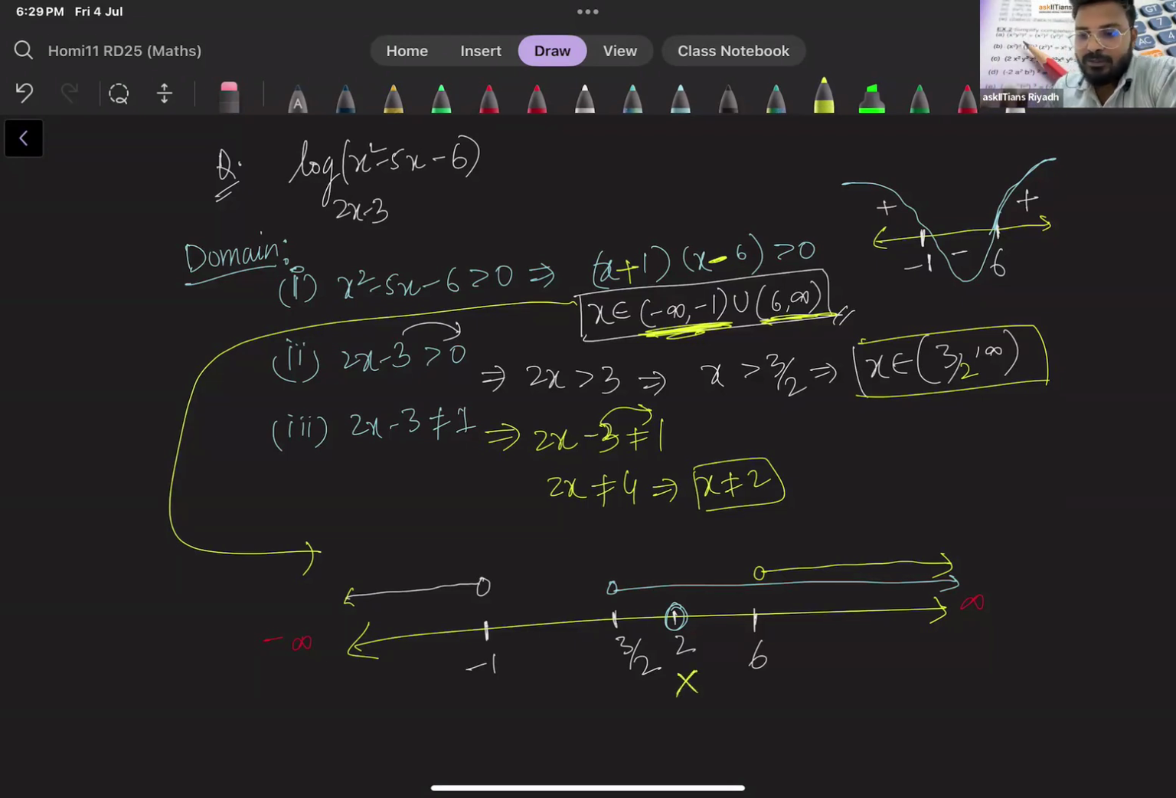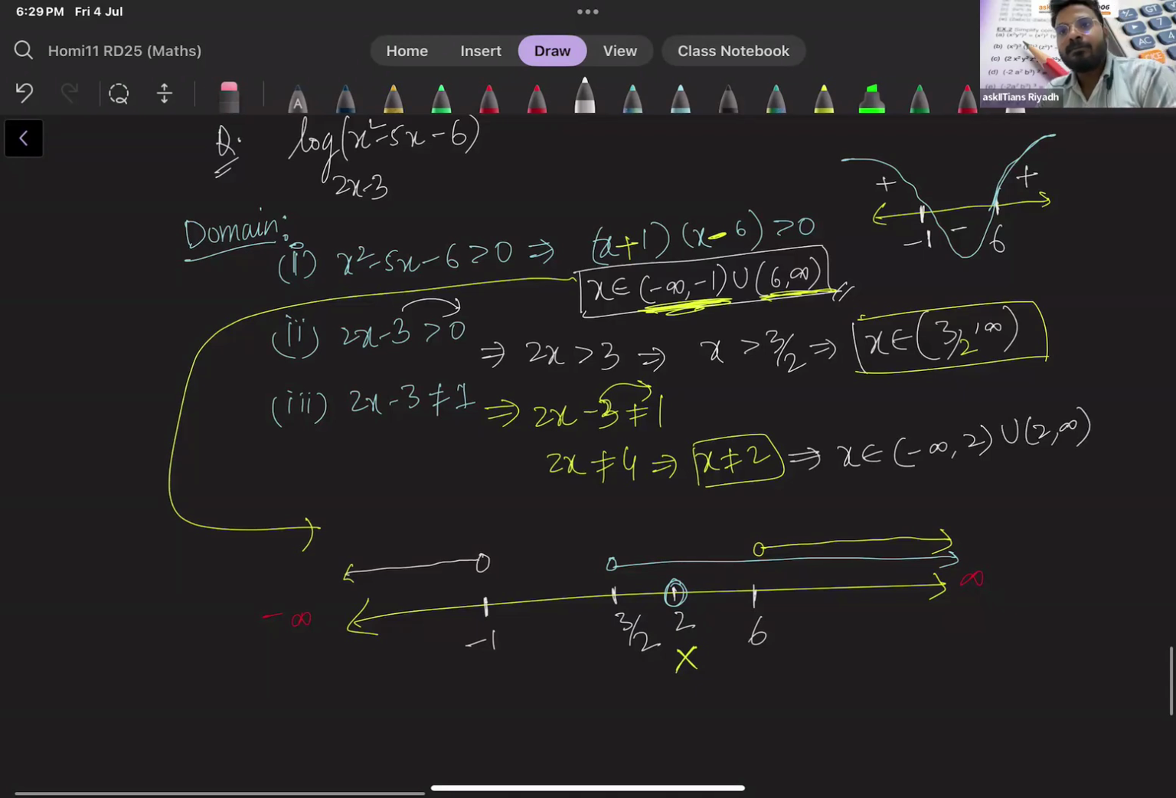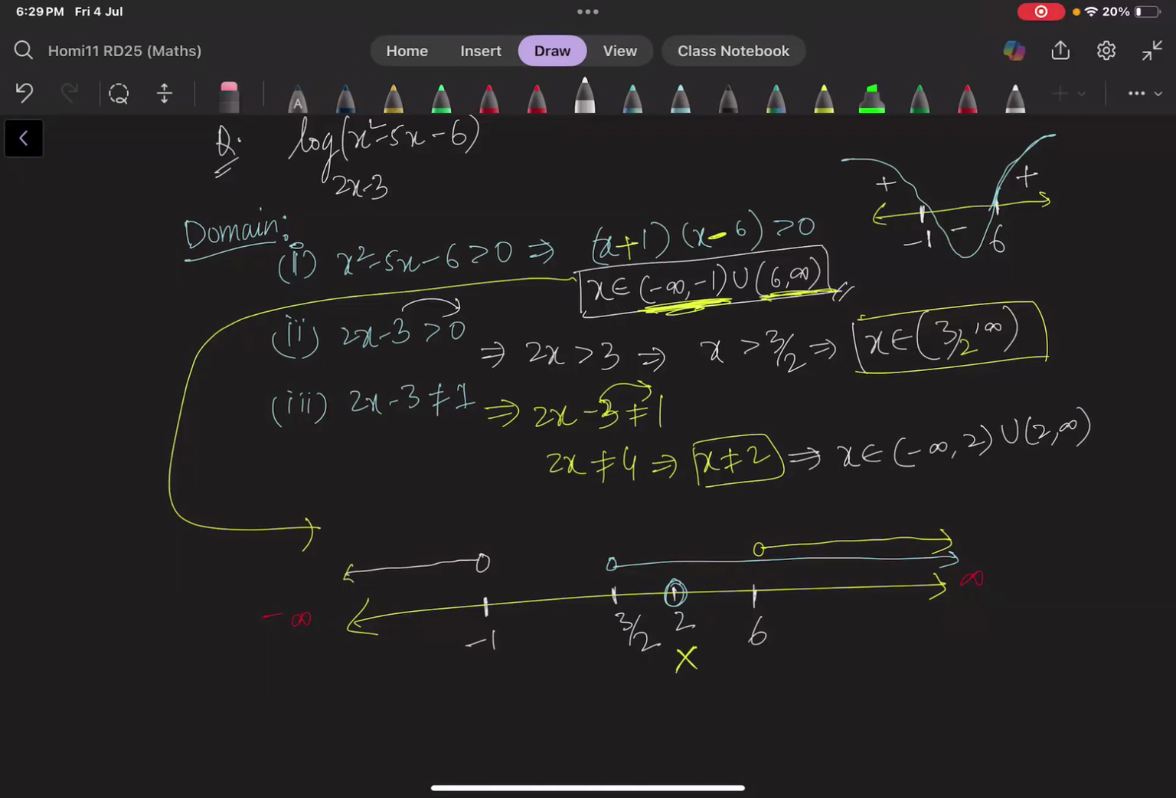So what is common in all? 2 is not included means what? This whole thing we can write like this also, no guys? You tell me whether it's correct or not. Minus infinity to 2, open bracket, union 2 to infinity. X is not equal to 2 is same as we are saying x lying from minus infinity to 2, union 2 to infinity. Both are same, na? Are you getting this? Any doubt in this? No doubt, right? Arif, are you there? Yes, sir, understood.